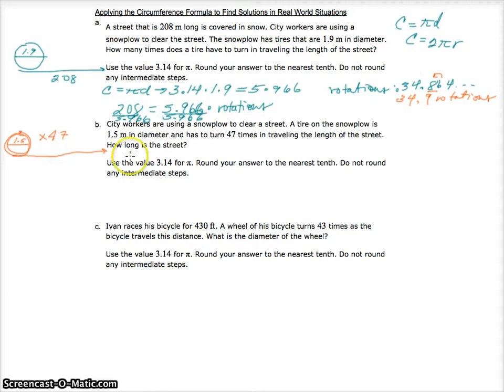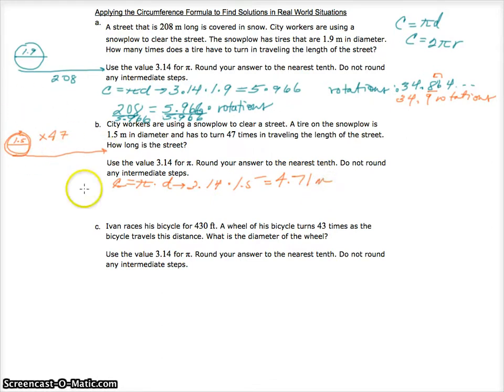So my circumference, since I have diameter, I'm going to use circumference equals pi d. Since my diameter is 1.5, it's going to be 3.14 times 1.5. 3.14 times 1.5 gives me 4.71. 4.71 meters is my circumference.